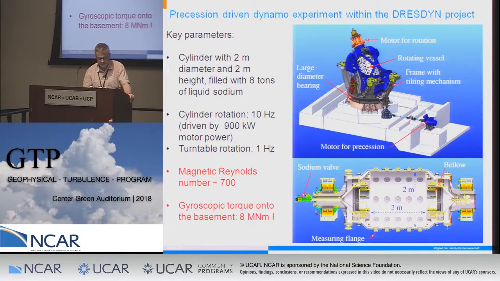The challenge with such a machine, with such precession, is that you get a huge gyroscopic torque, which amounts to something like 8 or 10 million Newton meters. This is like a weight of 500 tons on my left arm pushing down, and another 500 tons on my right arm going up. And this turns around, and you can imagine that this makes a lot of load onto the basement.